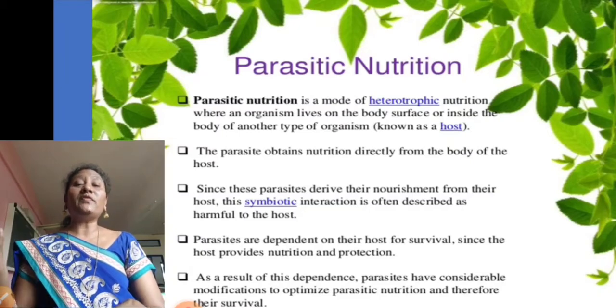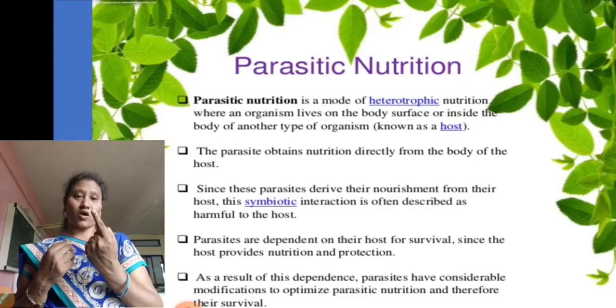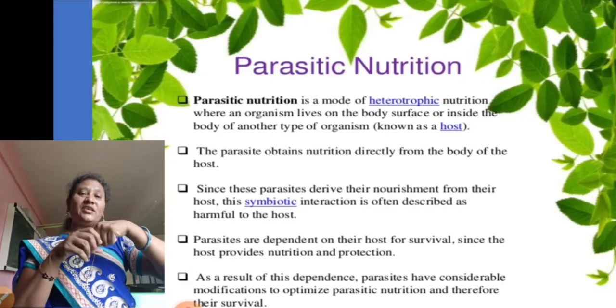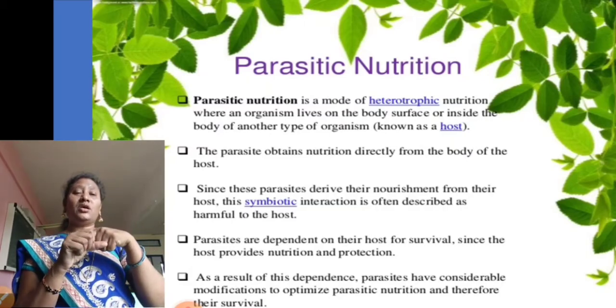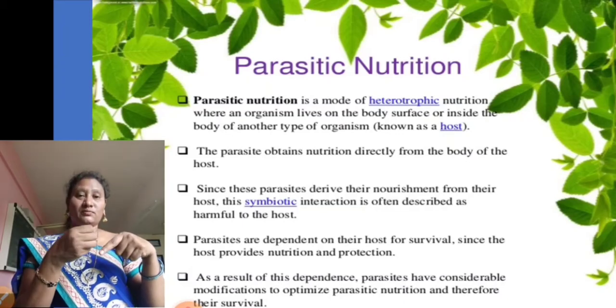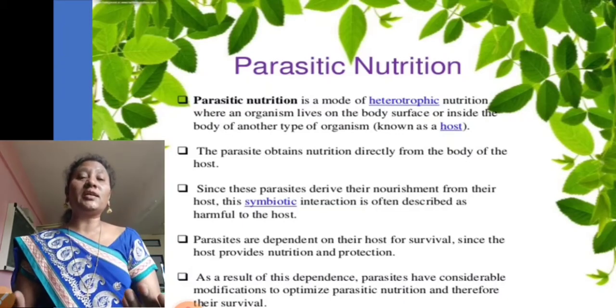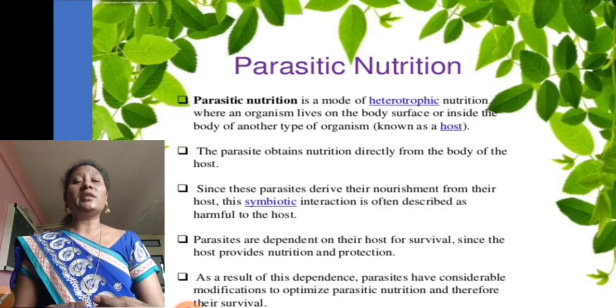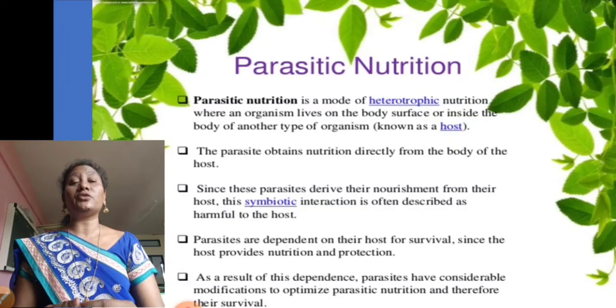So they live on another. For example, this is one worm. This is one body or one cell. It is living inside the cell. So this is called a host. The organism which gives shelter to the other organism is called a host. Organisms that live in another organism and cause harm, such type of nutrition is called parasitic nutrition. The parasite obtains nutrition directly from the body of the host.